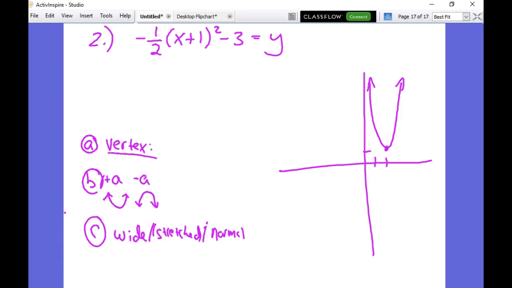Okay, so I'm going to ask Eric, what's my vertex? Augustine? Not sure? Okay. Let's try one more person. How about Gabby? The vertex? So remember, this number goes here, but you change its sign. This number goes here, and you don't change its sign. So there's your vertex.